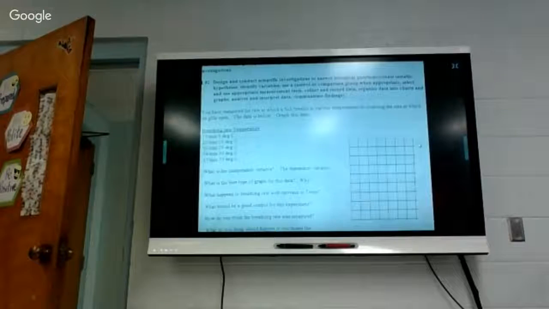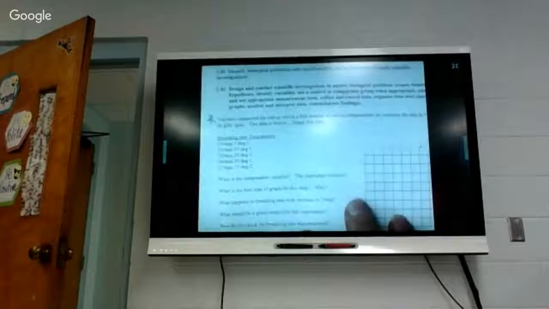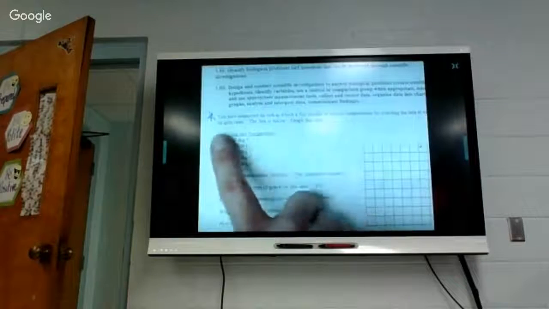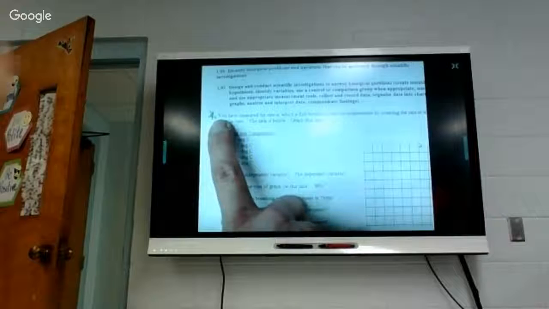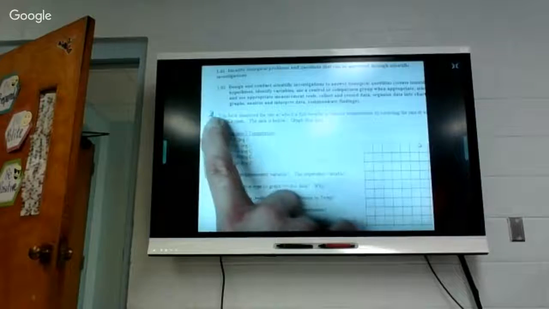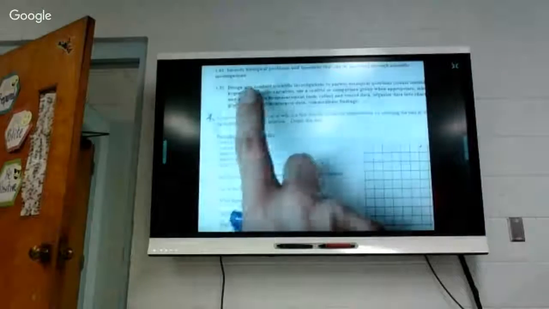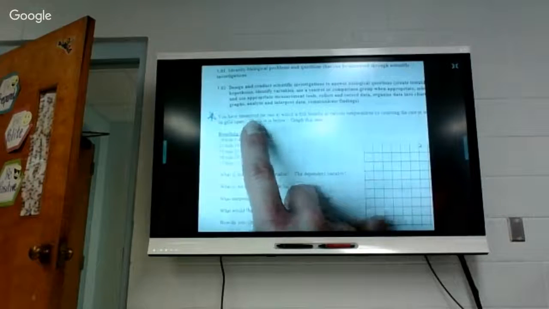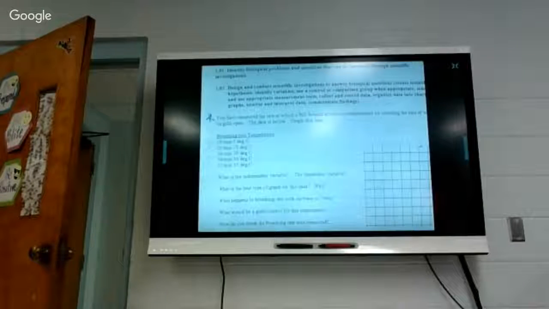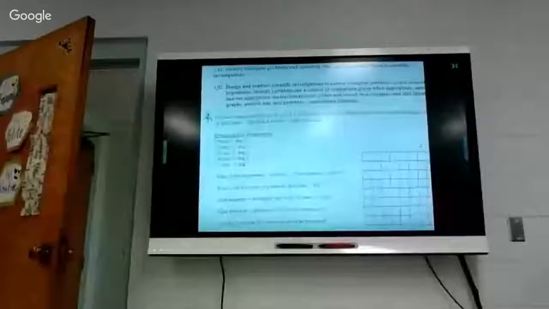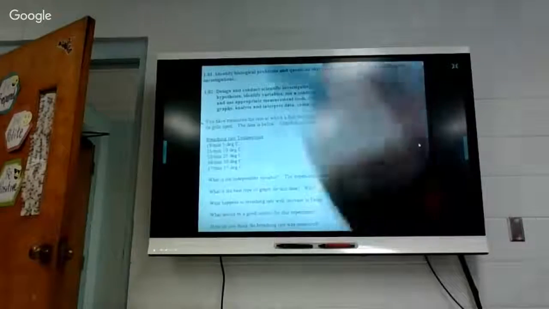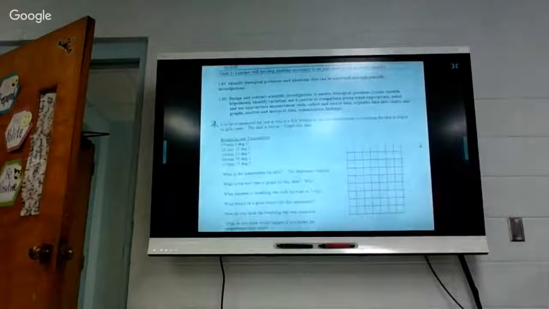Okay, so let's look at this one, and someone read right here who doesn't mind reading. Okay, Jada, saw you first. So you read this first sentence. That'll help set up the stage. We'll be able to figure out what's the independent variable, what's the dependent variable. You have measured the rate at which the fish breathes at various temperatures by counting the rate at which its gills open. The data is below. The graph is there. Okay.